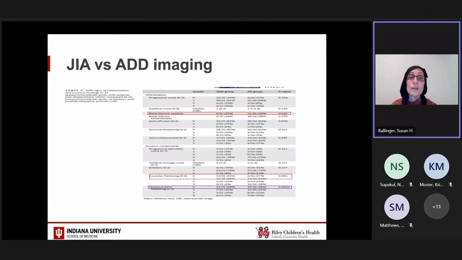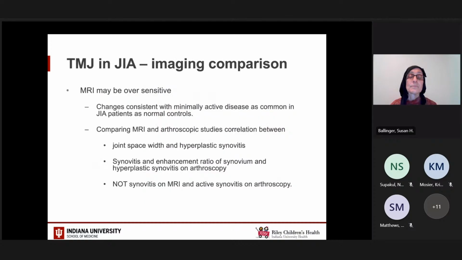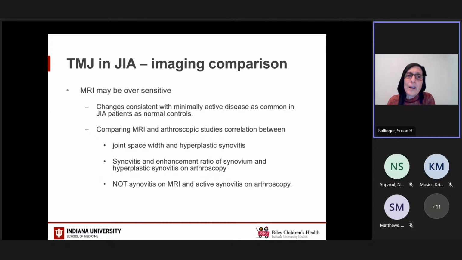But the conclusion overall was that really significant bony changes were more consistent with JIA as a diagnosis. And just some things to keep in mind. MRI may be overly sensitive, I think, is the bottom line.